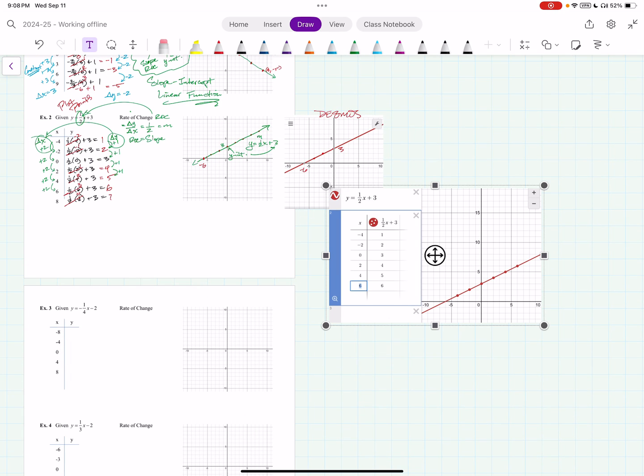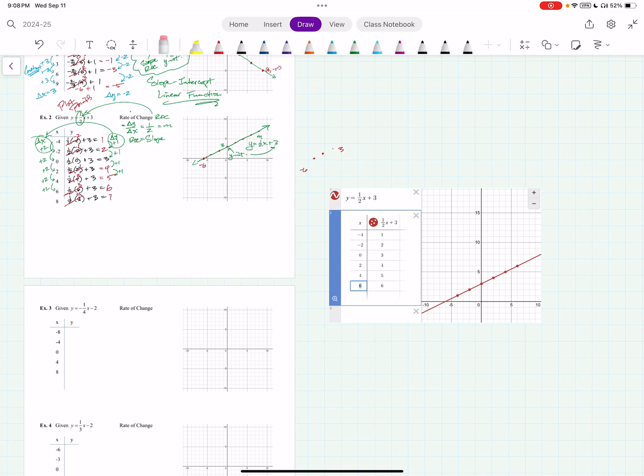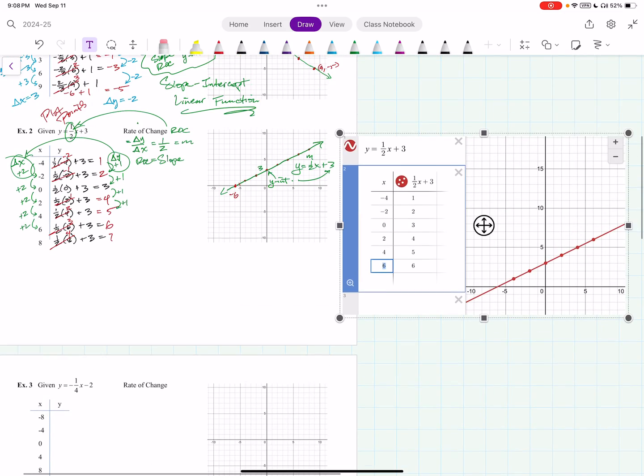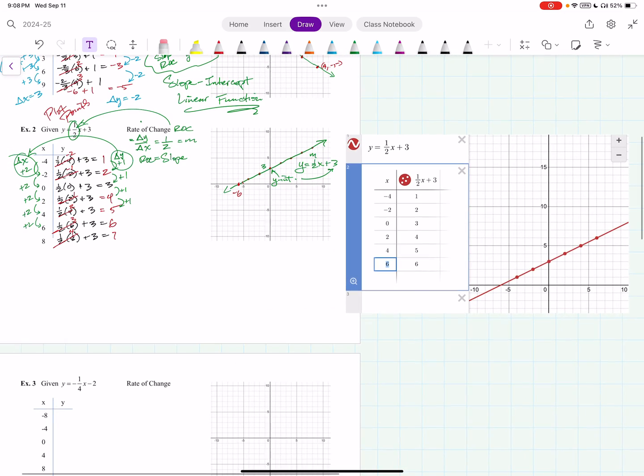All right, so let me get rid of the previous one here. Delete that, delete this other stuff, and let's bring this side by side. This is some cool stuff. Look at what you can do with the iPad. Everything that I just did by hand was done in Desmos. There's the function right here.